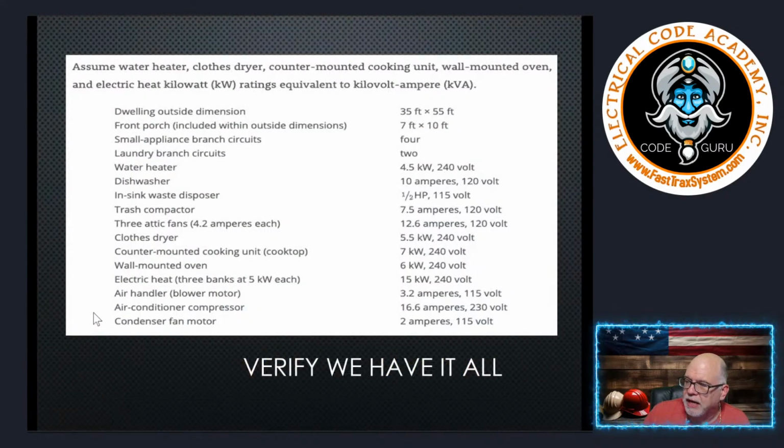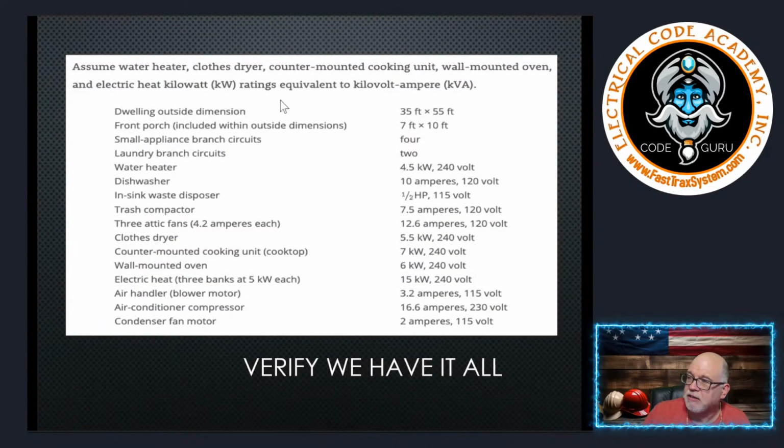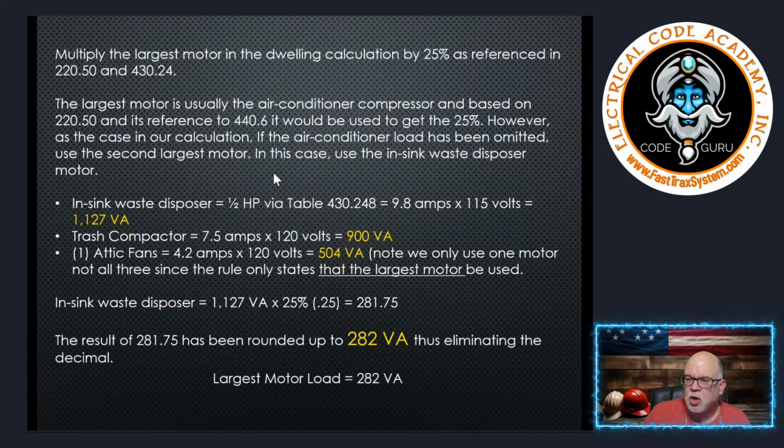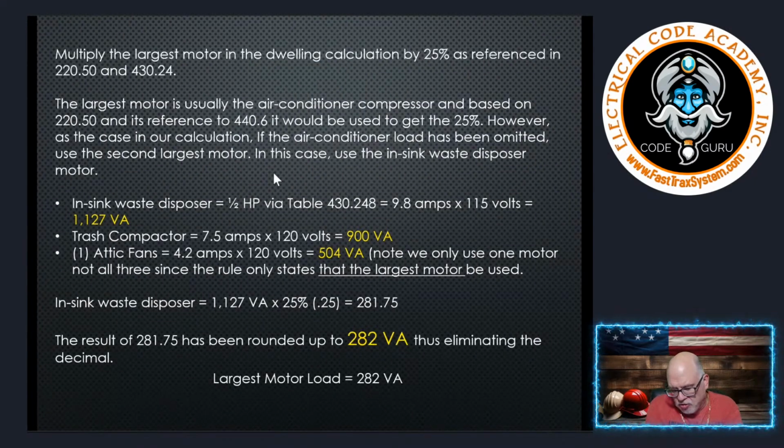All right, so in our case, we've pretty much got all of our values. We've got everything that we see here. But we're not done yet. This is the one that confuses a lot of people. We've got one more step. We have to find the largest motor. Now, this is interesting because so many people get confused by this, and they go, Paul, where does it say in the code to take the largest motor at 125%?